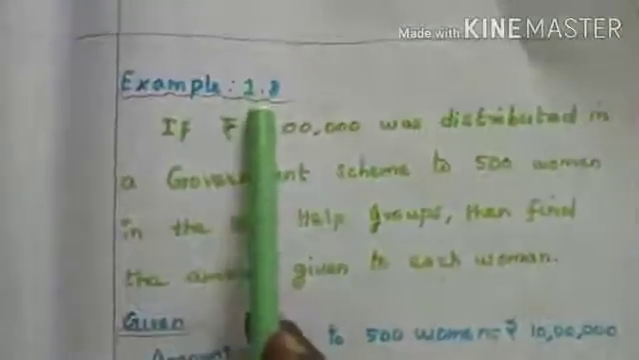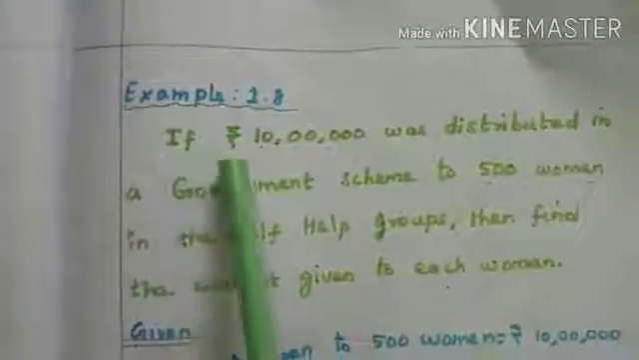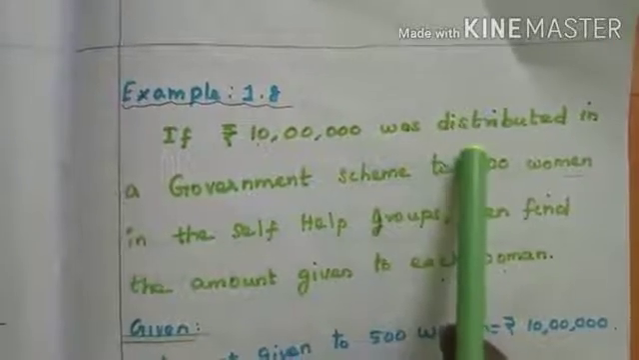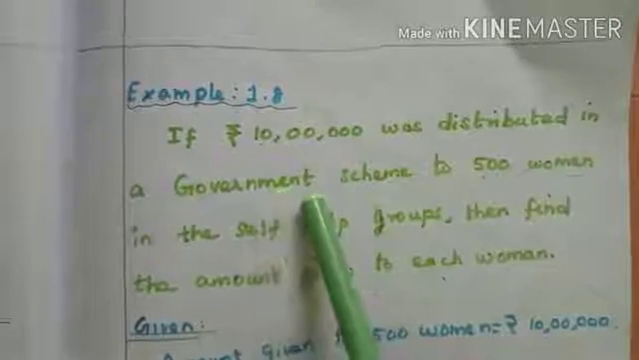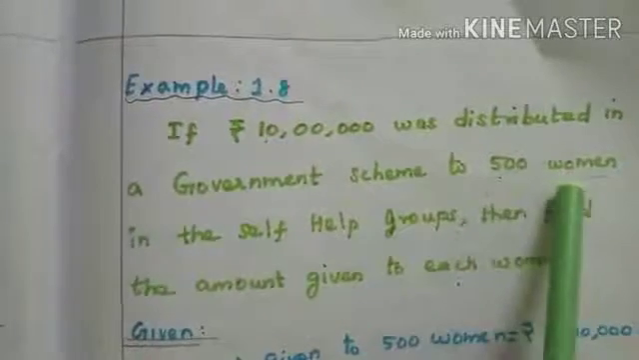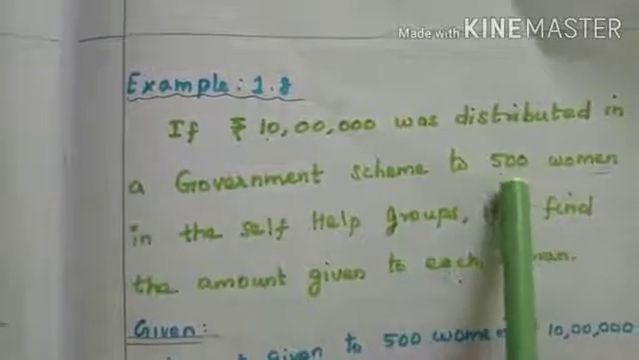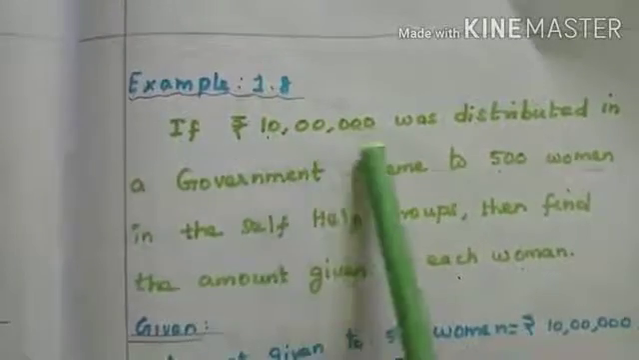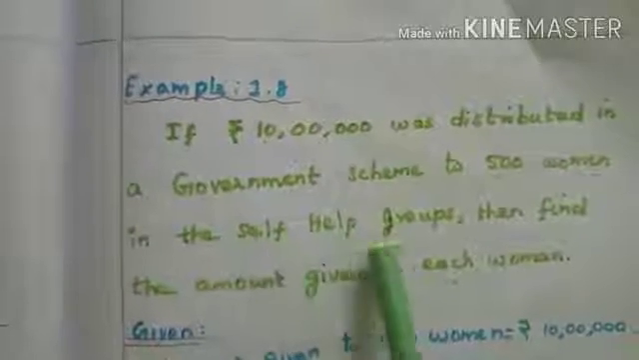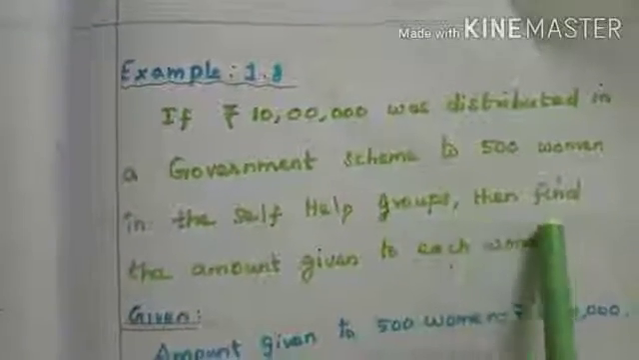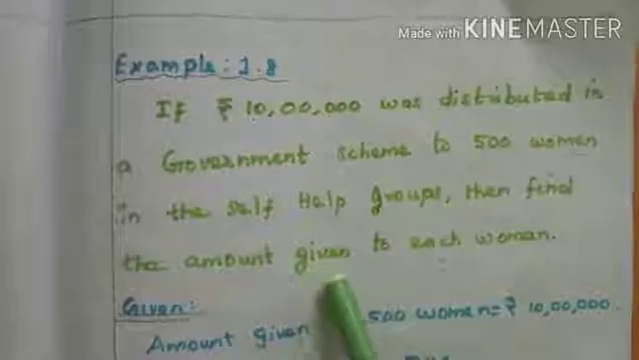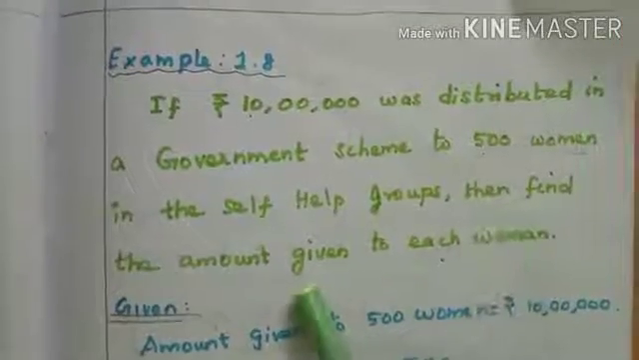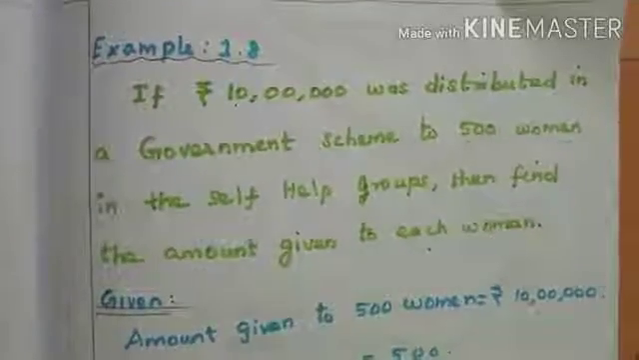Example 1.8. If rupees 10 lakh was distributed in a government scheme to 500 women. How many women? 500 women. How much rupees? Rupees 10 lakh. In the self-help groups, then find the amount given to each woman.